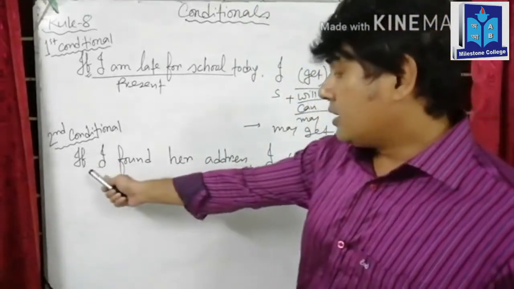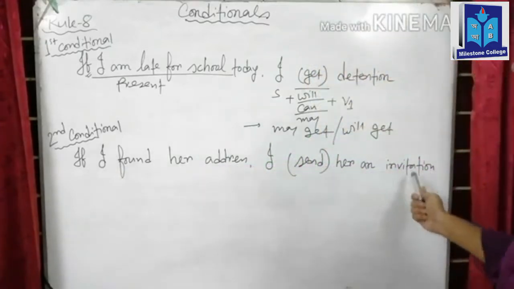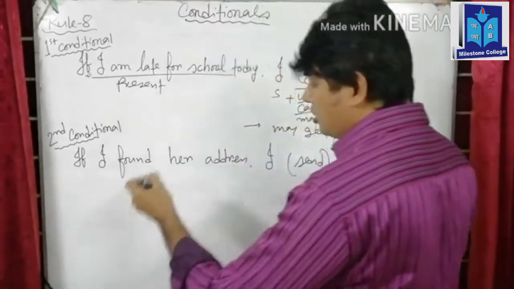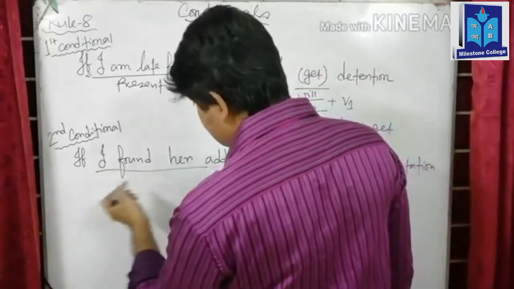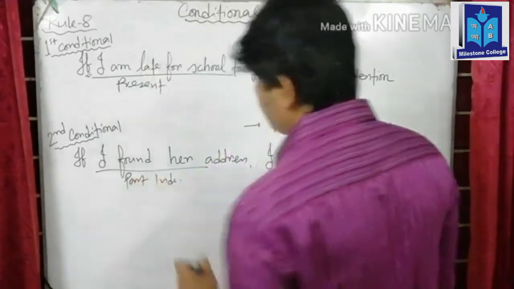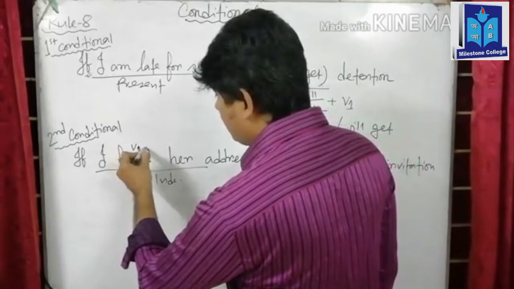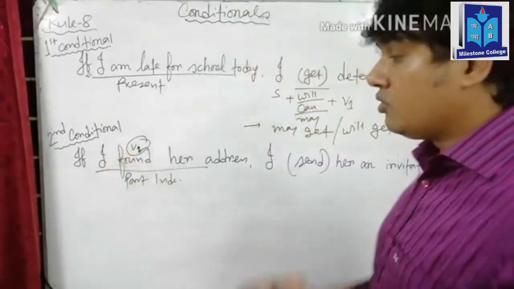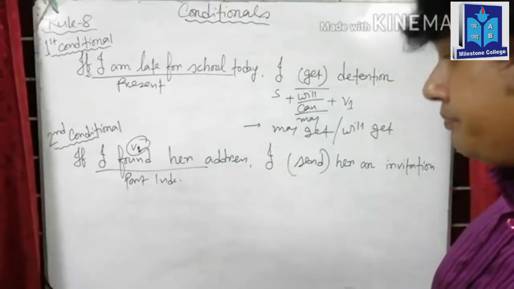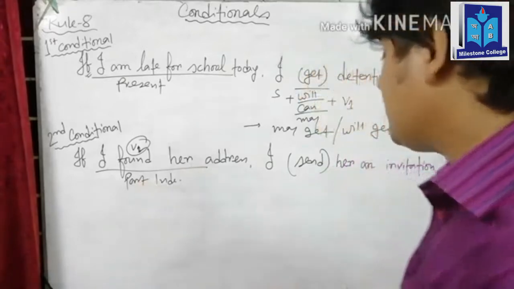Okay, so this is the first conditional structure, and now we will go for the second conditional structure. Okay, let's see this example. If I found her address, I send her an invitation. If I found her address, and there this conditional clause tells us that it's a past simple or past indefinite tense. How could you understand? After the subject there is the past form of the verb, find to found. Okay, so since it is a past tense, this conditional clause is in past tense.